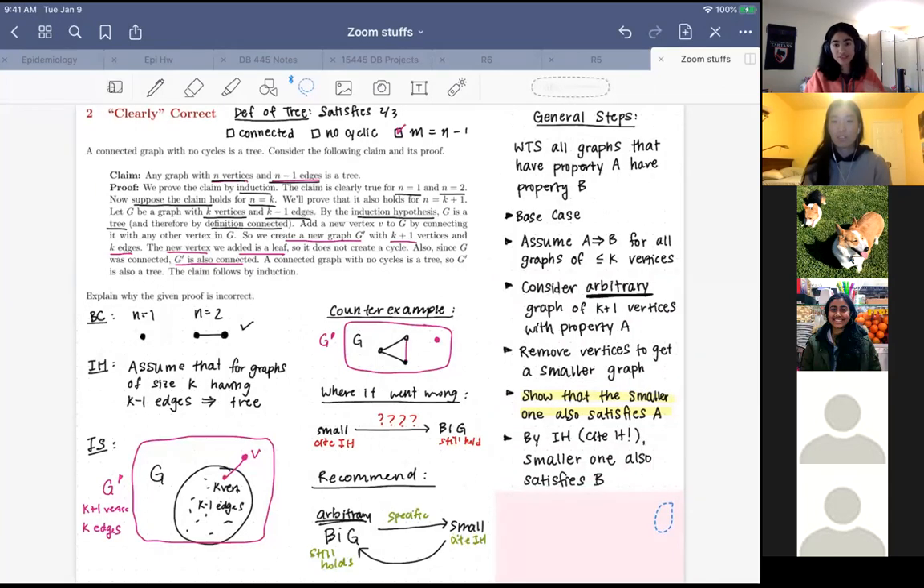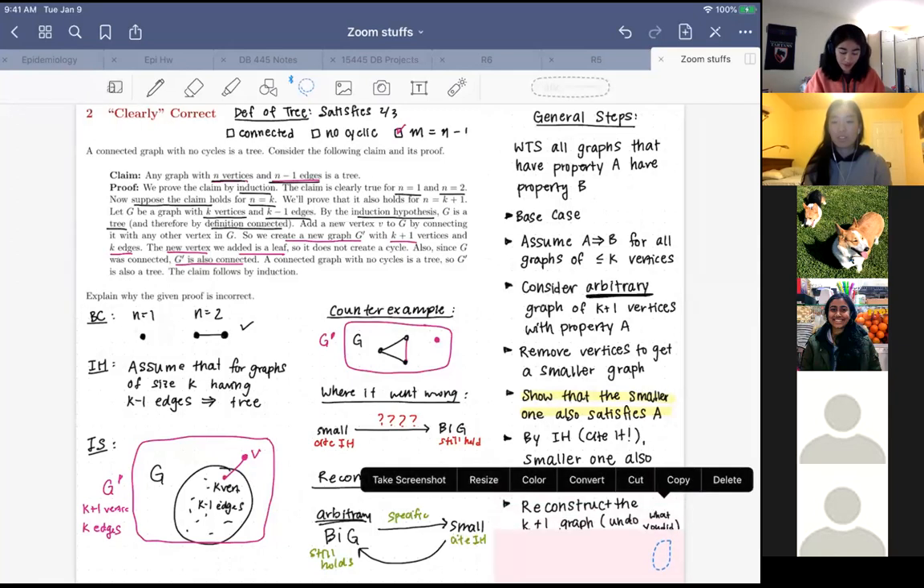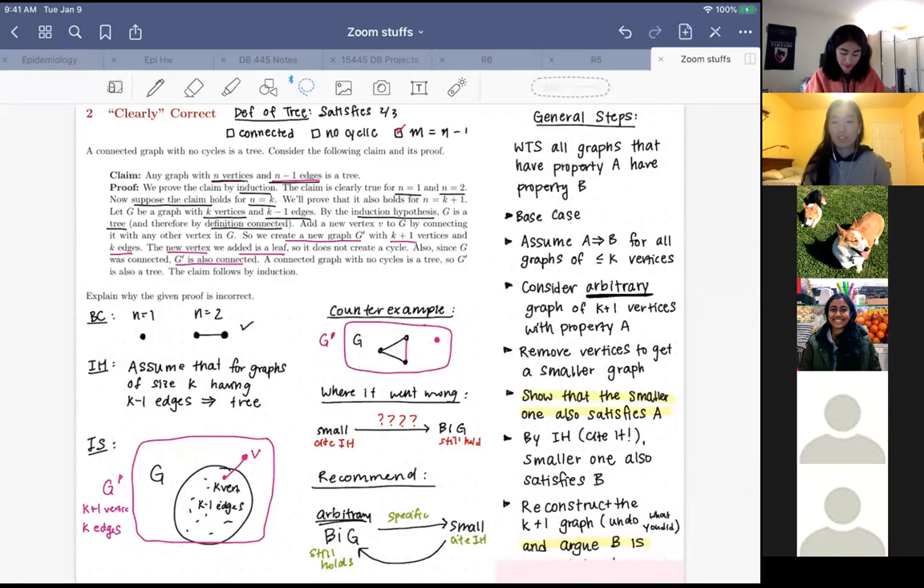And once you show that the smaller graph also satisfies property A, then you can go ahead and cite your IH on the smaller one and assume that A implies B, so the smaller graph also satisfies B. Now that you know that the smaller one satisfies B, you can go ahead and reconstruct the bigger graph, the k plus 1 node graph, undoing whatever thing you did to make it smaller, and argue that property B is still maintained.